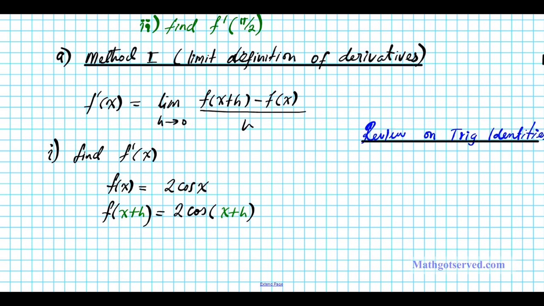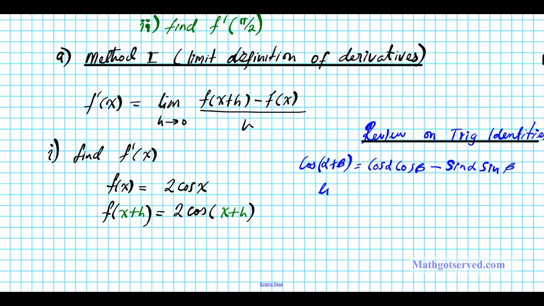Okay, so remember, cosine of alpha plus beta is equal to cosine alpha cosine beta minus sine alpha sine beta. And then another one, we also have to make use of some limits.